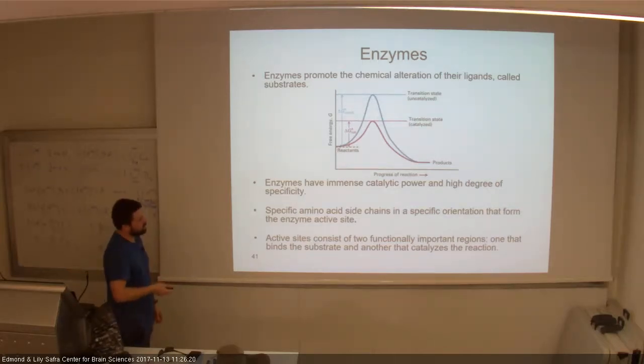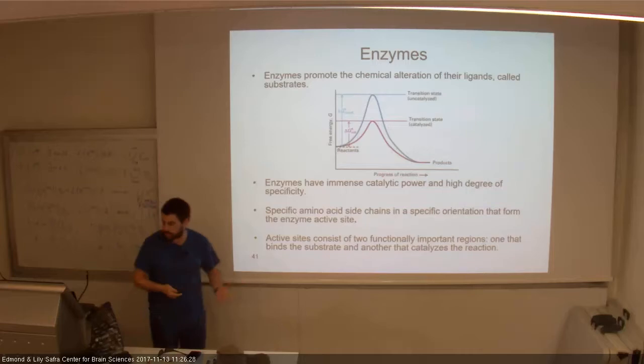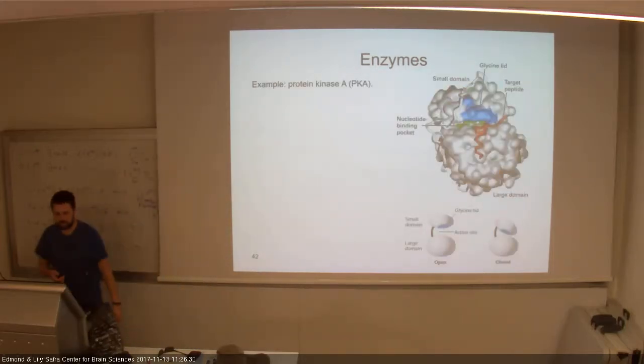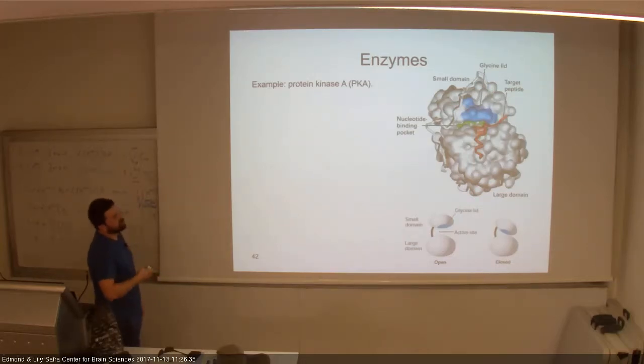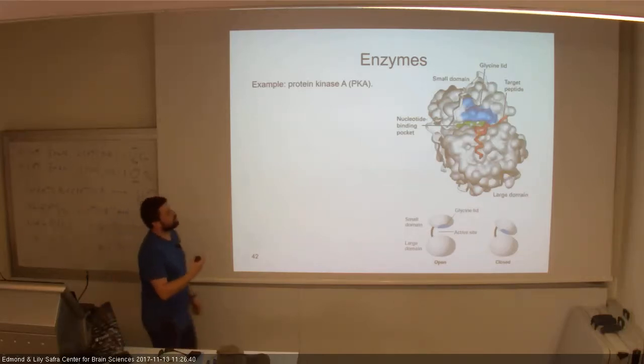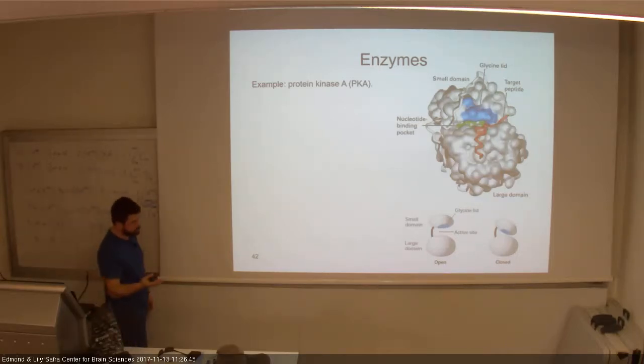Normally the active site consists of two functionally important regions, one that binds the substrate and another one that catalyzes the reaction. So I gave you the example of PKA, or protein kinase A, and I told you that a kinase is a protein that phosphorylates. Again, we return to phosphorylation. And by now, you're supposed to know that the main source of phosphate or energy in the cell is in the form of ATP, adenosine triphosphate. And this enzyme, once it binds to its target peptide and to the ATP, undergoes a conformational change from an open form to a closed form.